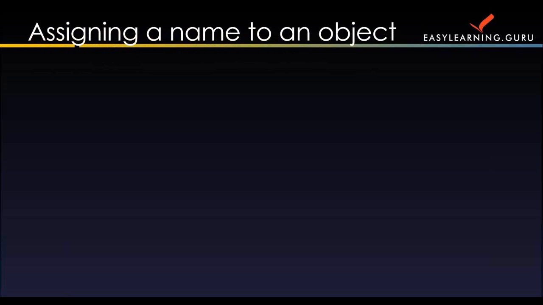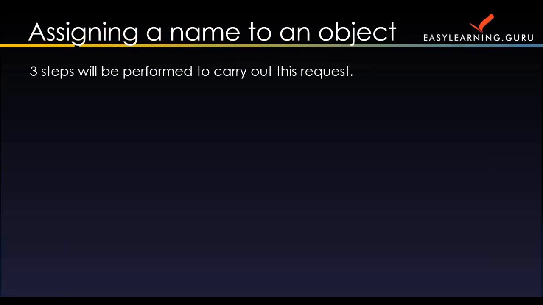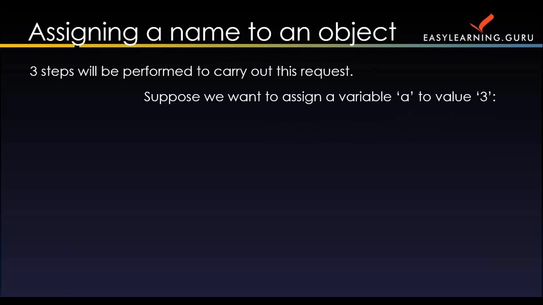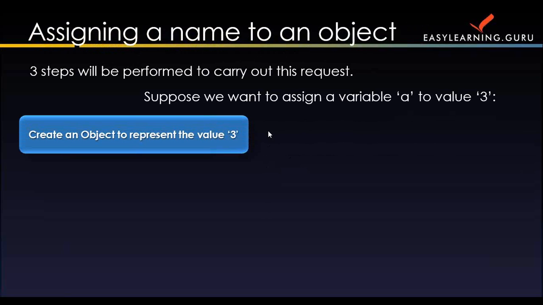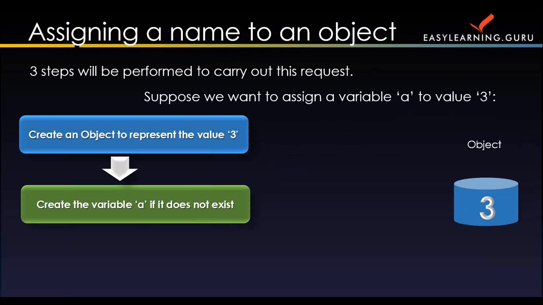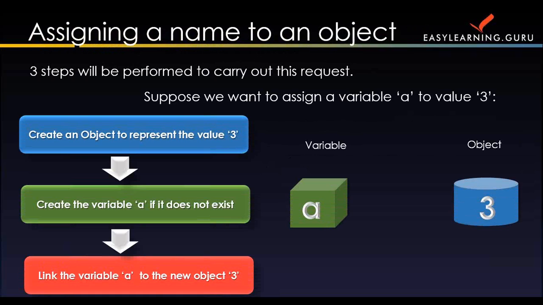Let's have a look at an example: assigning a name to an object. Here I'm taking 3 steps to perform this assignment. The very first is the object. Suppose we want to assign a variable a the value 3. The first step is creating the object to represent the value 3. Then create the variable a if it does not exist. If it does not exist, only then will the variable be created, otherwise the link from the already used variable will be referenced. And the third step is the link, that is, linking the variable a to the new object 3.